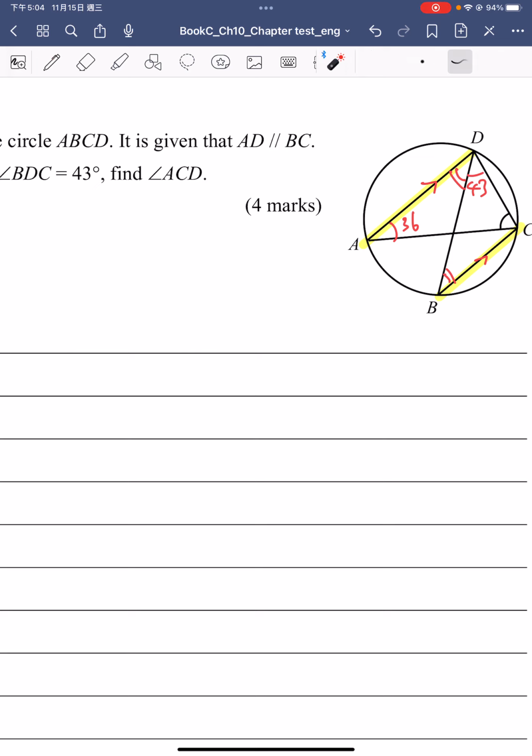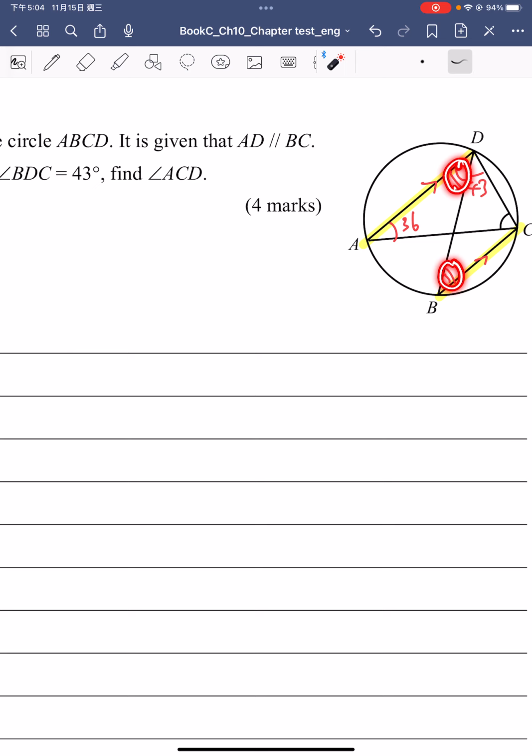Then anything else we can do? If we get this angle, then we get this angle as well. So that's an easy one. So our main goal is to try to find out what this angle is. This angle is not that easy to find, but we can find this angle instead.